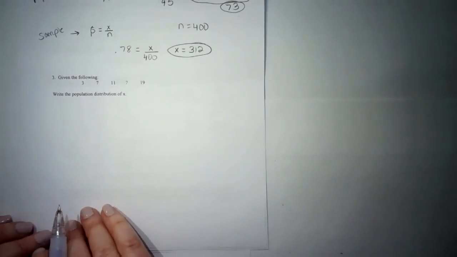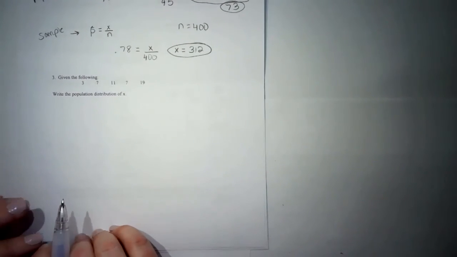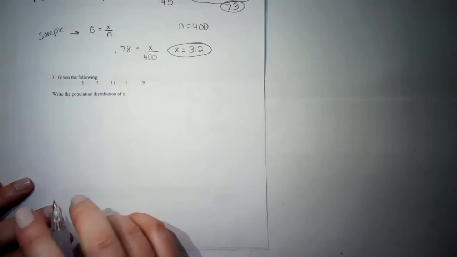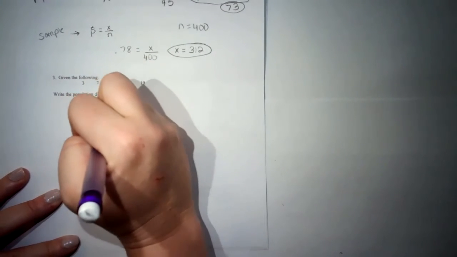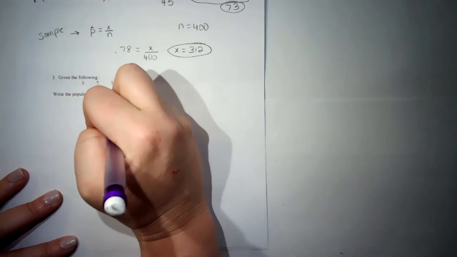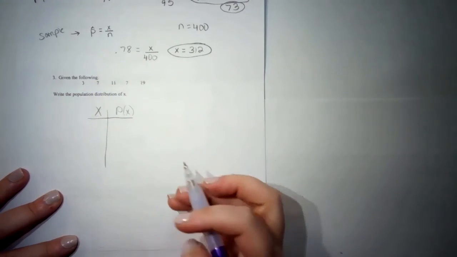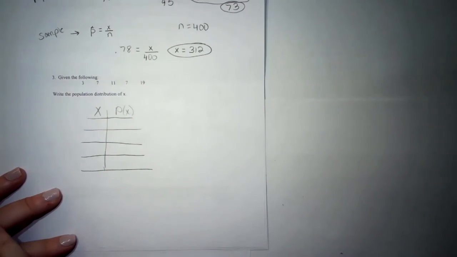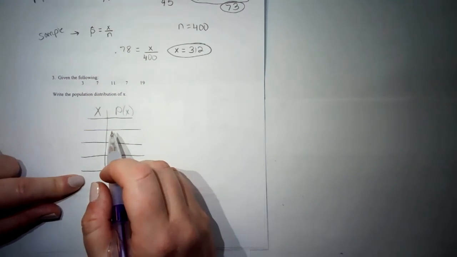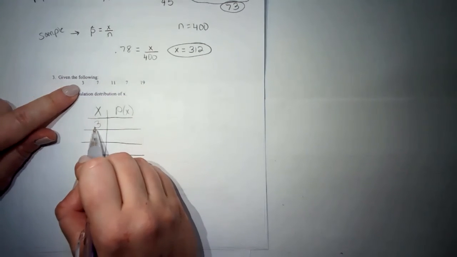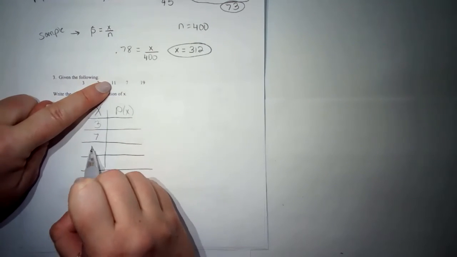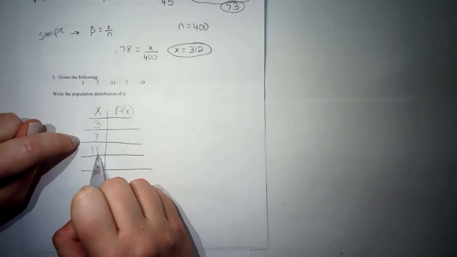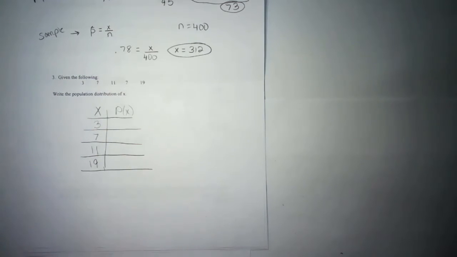So it's going to give you some numbers. It wants you to write the population distribution. Don't get freaked out. All this means is you're going to make one of these guys. You did this all over the place before and we're just fine. Okay, so first thing we're going to do is write what numbers we have. I have a 3, I have a 7, I have an 11, I already have 7, so I don't need him again, and I have 19.